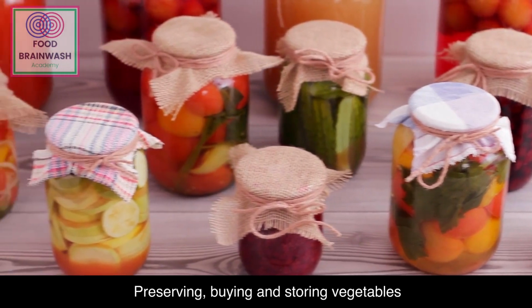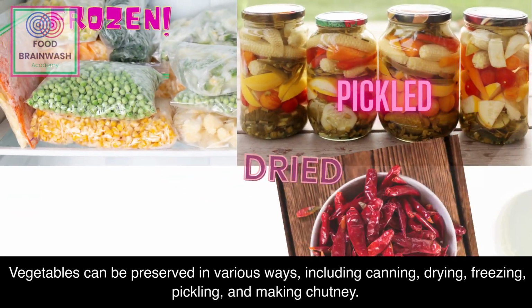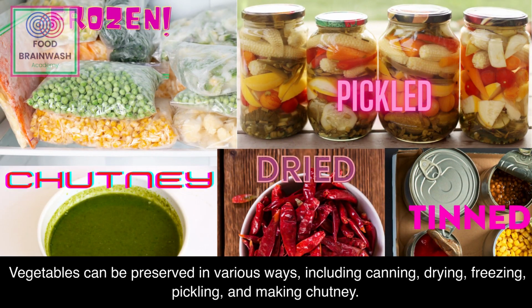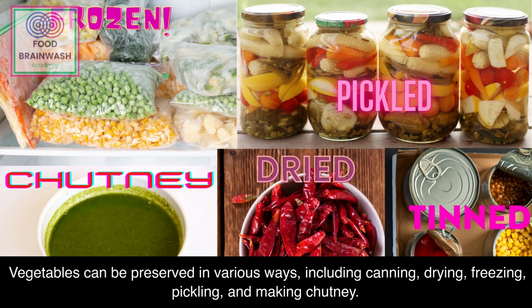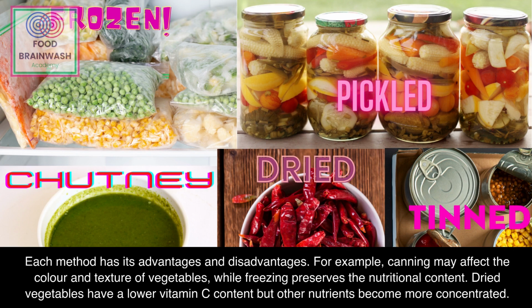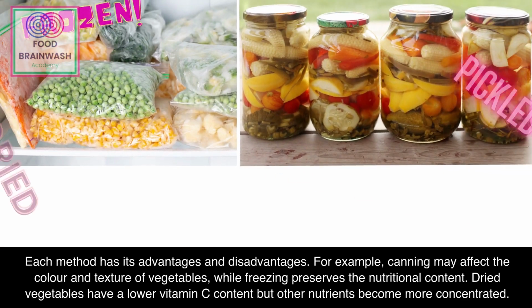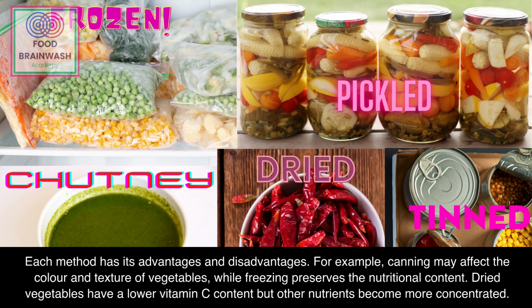Preserving, buying, and storing vegetables. Vegetables can be preserved in various ways, including canning, drying, freezing, pickling, and making chutney. Each method has its advantages and disadvantages. For example, canning may affect the color and texture of vegetables, while freezing preserves the nutritional content. Dried vegetables have a lower vitamin C content, but other nutrients become more concentrated.